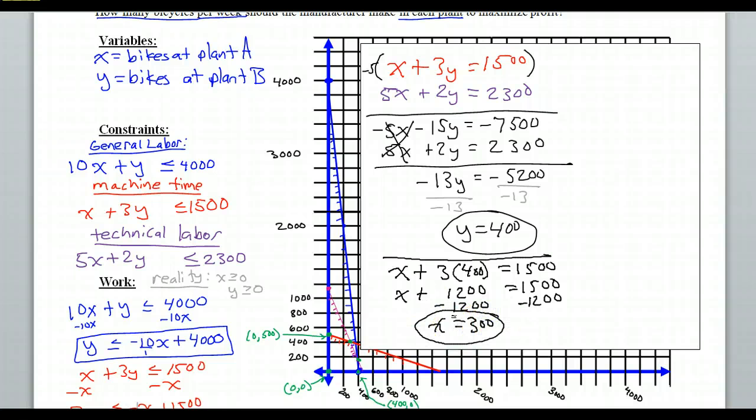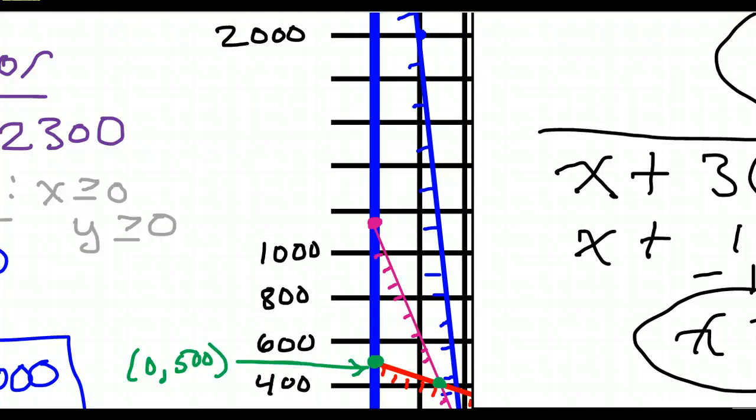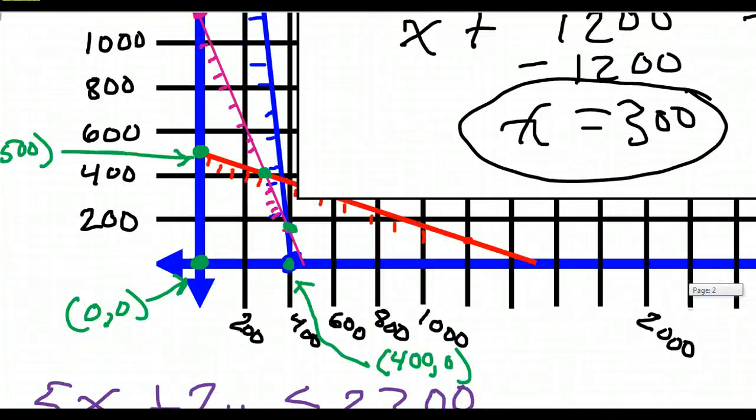Okay, so that tells me the coordinates of this point. Let me zoom back in so you can see what we just discovered. Alright, so that tells me that this point of intersection right here, where the purple and the red met, was 300, 400. Alright, and that looks about right, because 300 would be right here in between, and then 400 is right on the line. So it looks about right.